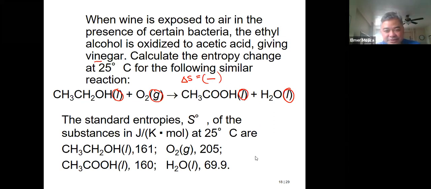So here, when you say back up your statement, you have to provide evidence, and the evidence that you're going to use is this one. So all of them are what? 1 moles, and all you need to do is put them in place here. So this is 161, 205, and this is what? 160, and this is 69.9. So try to calculate it.